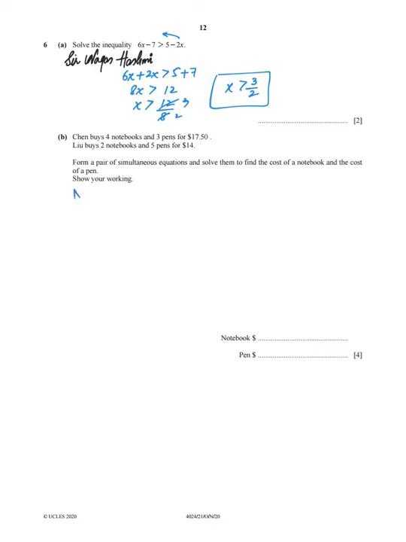So let's say that I'm using notebook as A and pens as B. So if I talk about Shen, he's buying 4 notebooks plus 3 pens for the price of 17.50, right? Similarly, Liu buys 2 notebooks and 5 pens for the price of 14. From a pair of simultaneous equations which we had already made, solve them to find the cost of a notebook and pen.